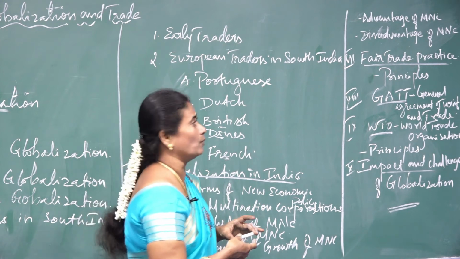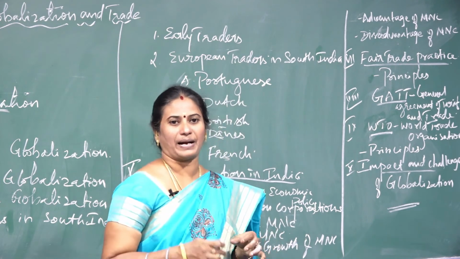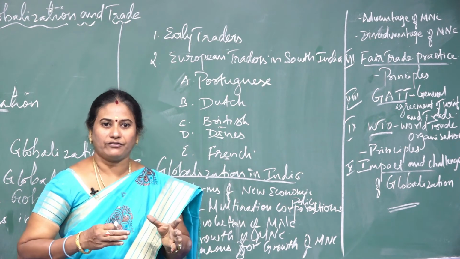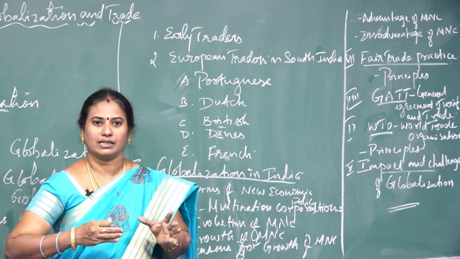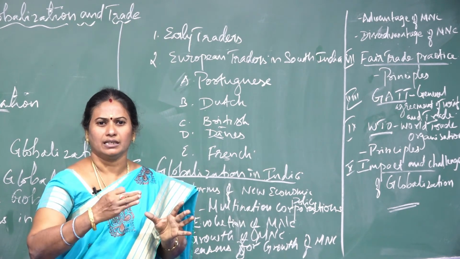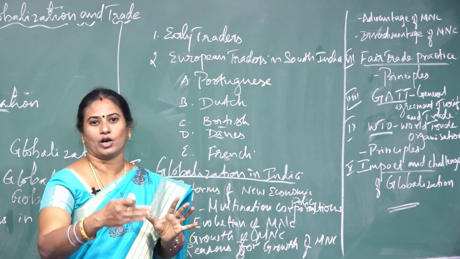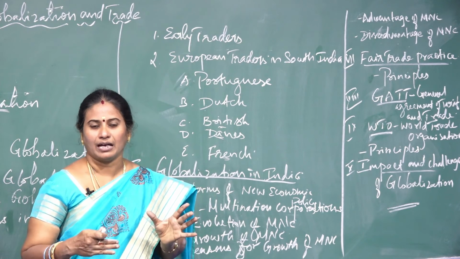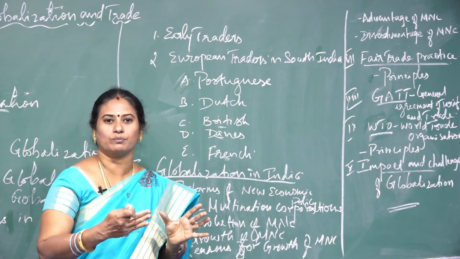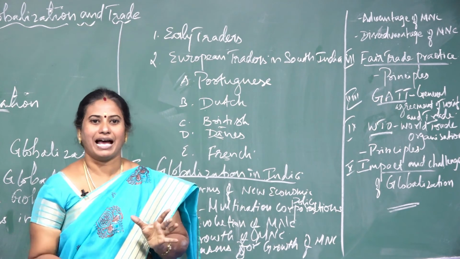Next, I am going to explain fair trade practice. Fair trade is a way of business which aims to keep small farmers in relation with the world market. This is the first aim. And another one is that it aims to empower consumers to purchase goods according to their values.